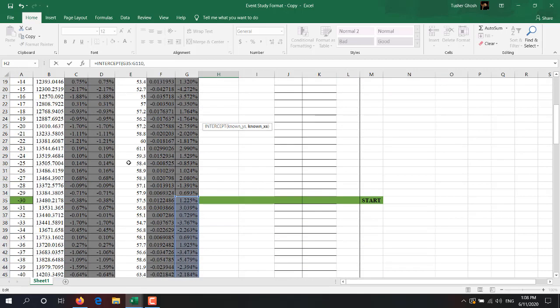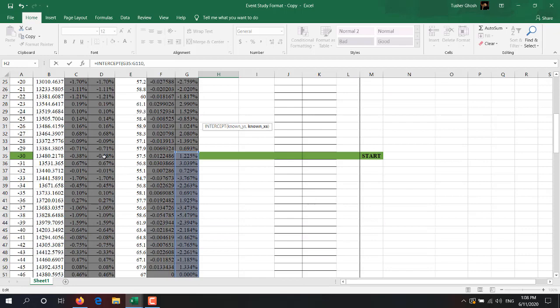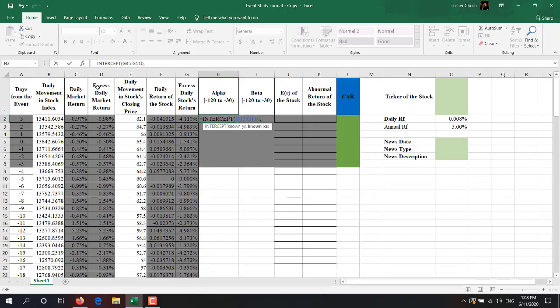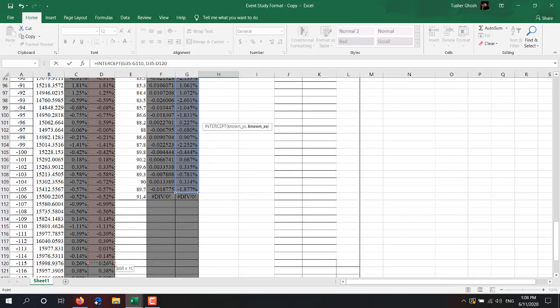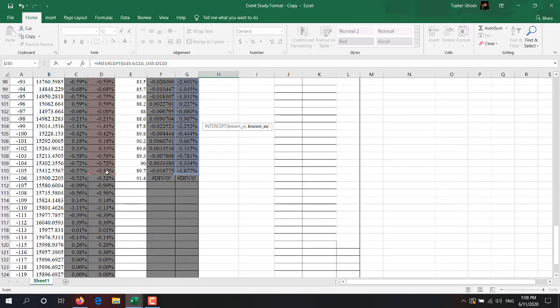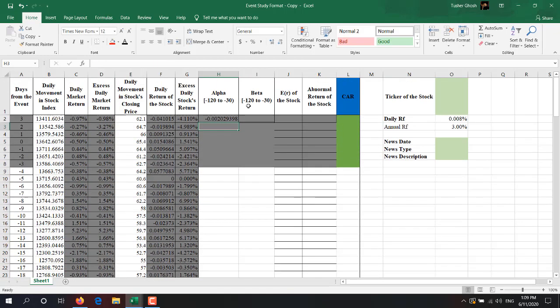So again we start from here. This is the excess return, make sure it's the excess return, so column D is the excess return. So from here we need to go up to exactly this point, we cannot have a different length of x and a different length of y. It should be the same. So we close it, and now it's the alpha of the stock.